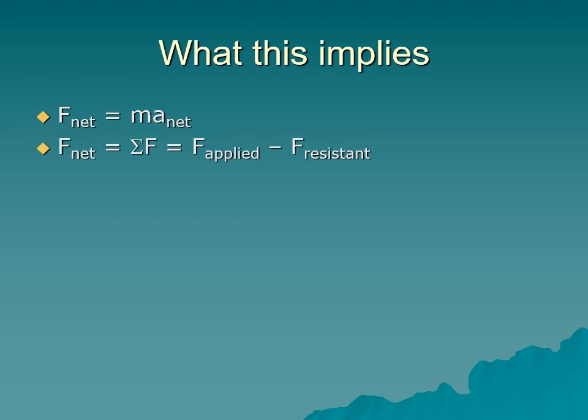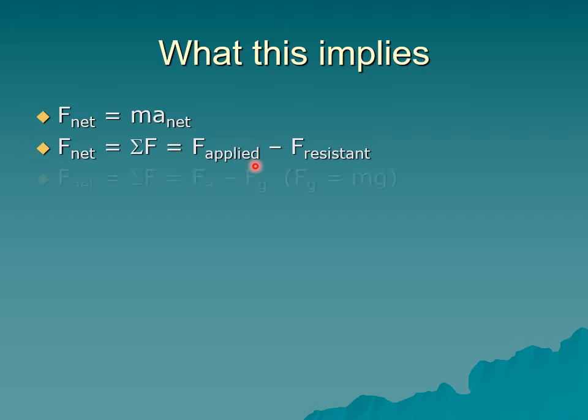What does this also mean? Well, the net force is equal to the summation of forces, and the summation of forces can then be expanded out to any applied forces plus any resistant forces, realizing that one of these will be a negative value. So actually it is a summation. That probably should be a plus sign. And one of these would be negative, taking away from the other, because it's implied that they're in opposite directions.